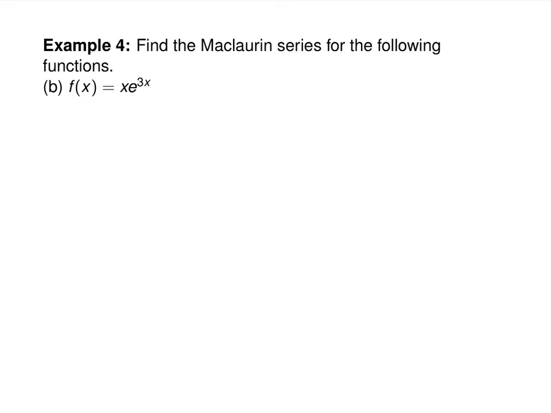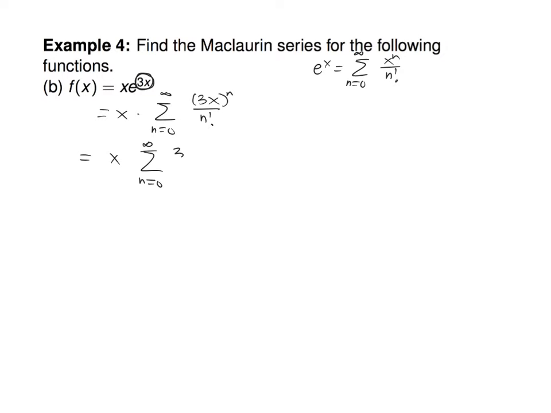Same thing for this one. You see how we have x and then e to the something. Well, the series for e to the x is the sum from n equals 0 to infinity, x to the n over n factorial. Because we have e to the 3x, we just input 3x for that x. So the quantity 3x to the n over n factorial. And that's the same thing as the sum n equals 0 to infinity, 3 to the n, x to the n over n factorial, which is the sum from n equals 0 to infinity, 3 to the n, x to the n plus 1 over n factorial.